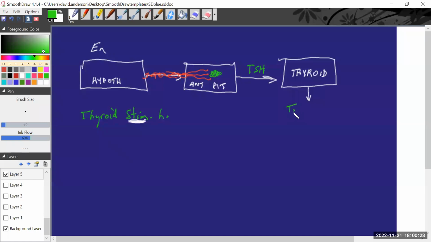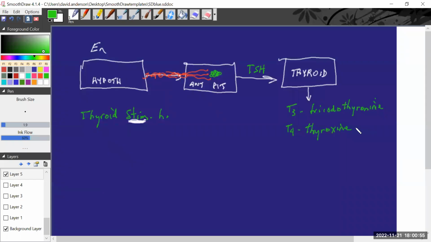Thyroid hormones are abbreviated as T3 and T4. T3 is otherwise known as triiodothyronine. That's a mouthful. And T4 is called thyroxine. Now, we'll talk a little bit about those in a second, but let's just look at thyroid stimulating hormone first.